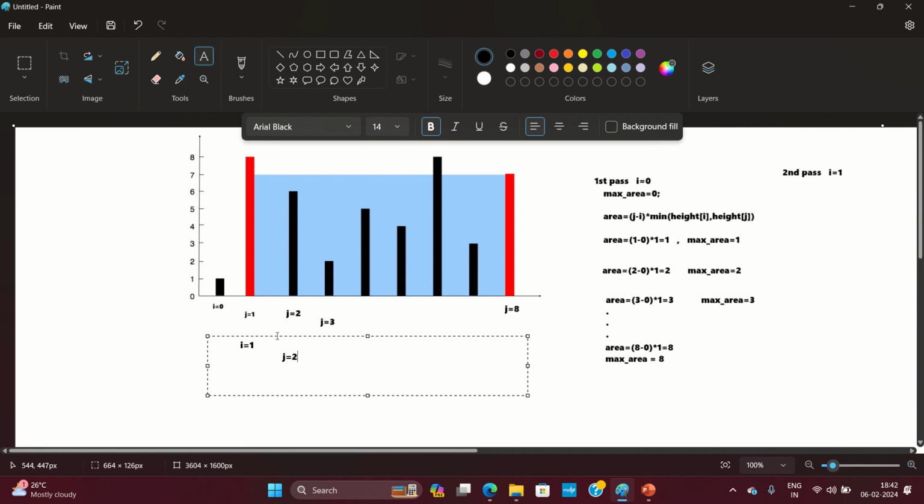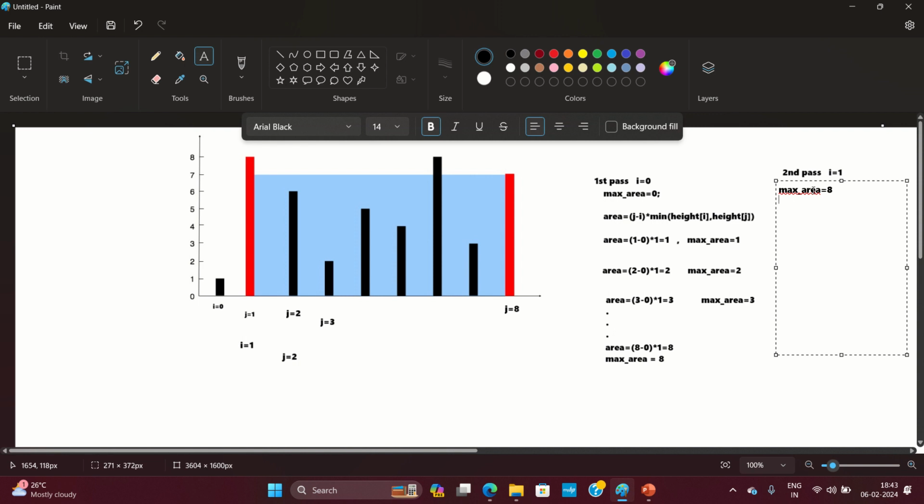Of course, j will be starting from the I plus 1th index, because the previous slab has already been compared with I equal to 0. Now, at the beginning of the second pass, the max area is 8.